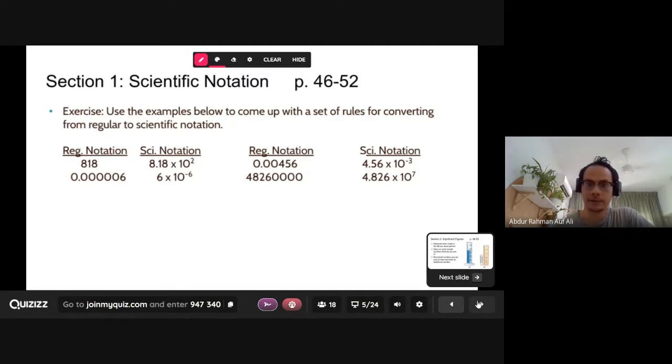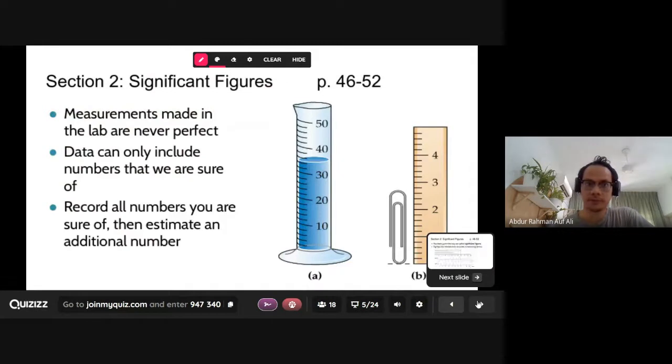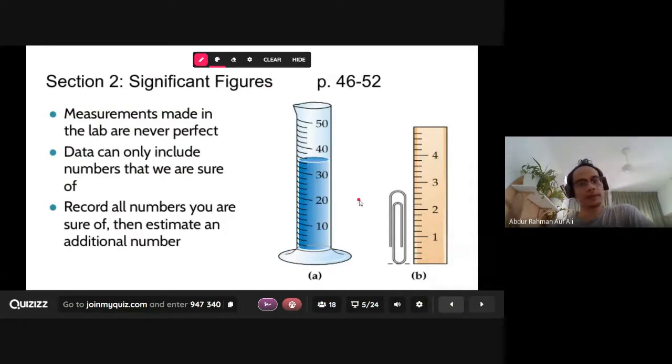Okay, this is another example. Saya nak move forward. So significant figure, sama lah macam saya explain. So this is another explanation. Measurements made in the lab are never perfect. So we are limited to the tools that we use. Okay, so data can only include numbers that we are sure of. Okay, record all numbers you are sure of, then estimate an additional number.